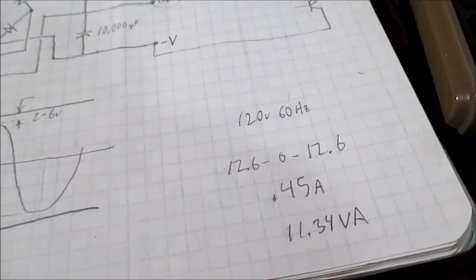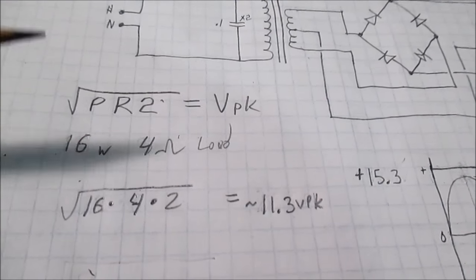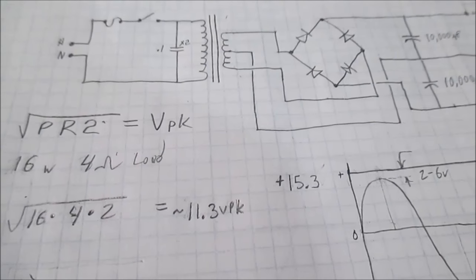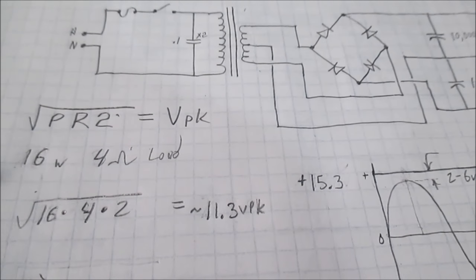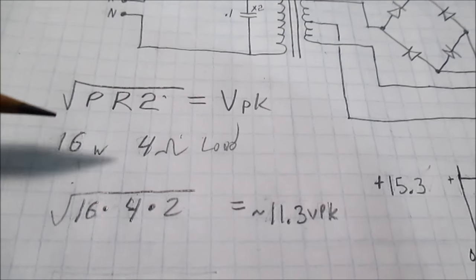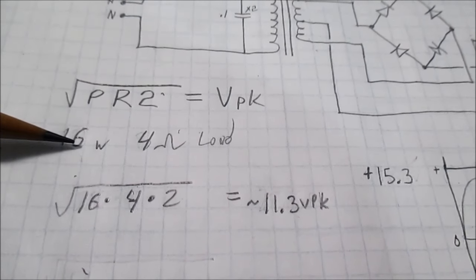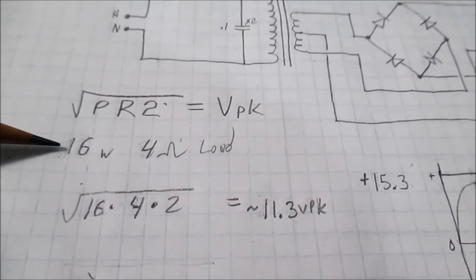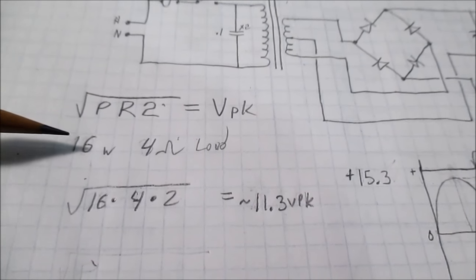So what transformer would I use for a 16 watt amplifier? Well, my personal way of doing it is to select a transformer that has double the power rating. And this is maximum power, clean power before clipping. So I would select a 32 volt amp transformer for this amplifier.